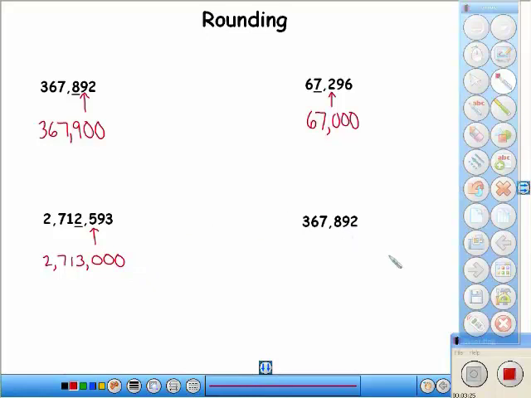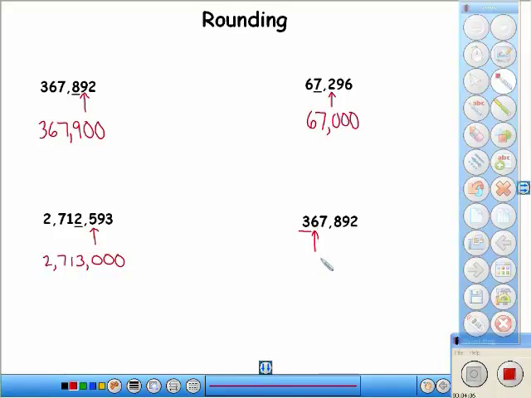Now notice, in this example, I didn't underline the number. So what if I said, I want you to round this to the nearest 100,000? Because sometimes they will underline it for you, and other times you're going to have to know which place to underline. If I said the 100,000s place, which one would you underline? Let's see. Ones, tens, hundreds, 1,000, 10,000, 100,000. Right here.